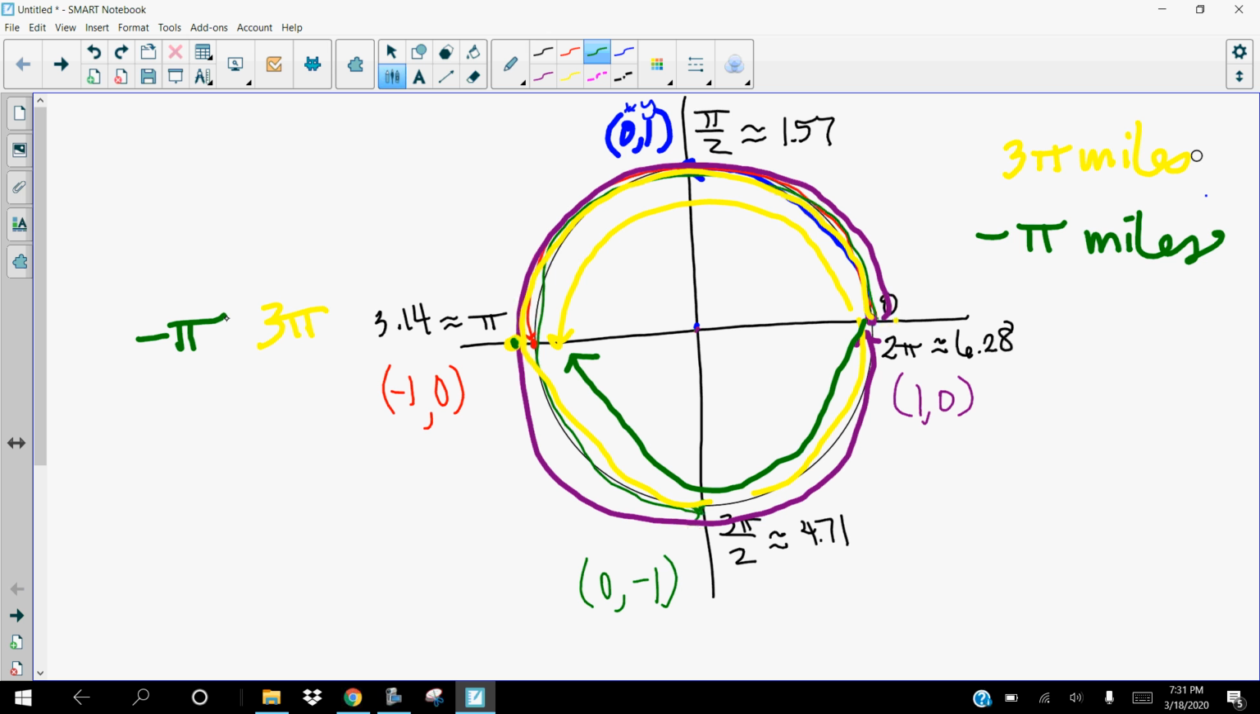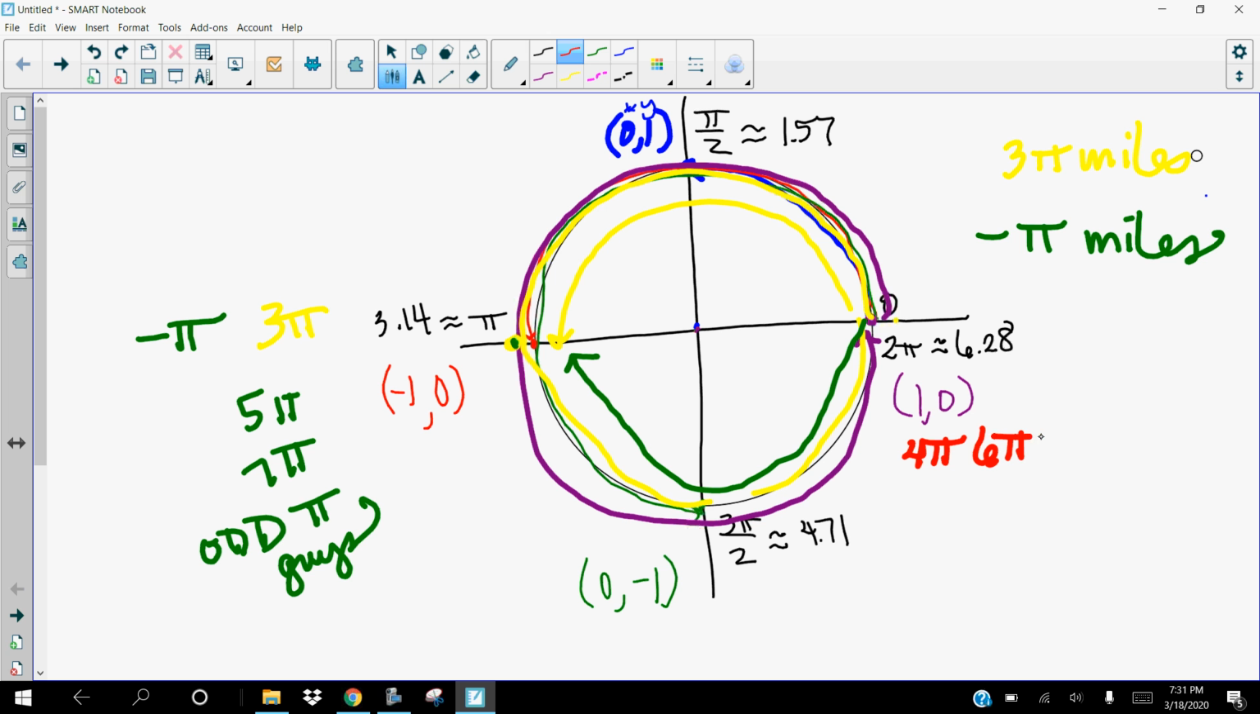And you can keep going around the circle as much as you want in either direction. Okay. Now just notice that if you were to walk 3 pi miles, if you were to walk 4 pi miles, you would land here at the starting point, and you keep walking 5 pi miles, 6 pi miles. So 5 pi is here, 7 pi is here. So these are all your odd pi's. And then over here, 4 pi, 6 pi, these are all your even pi guys.